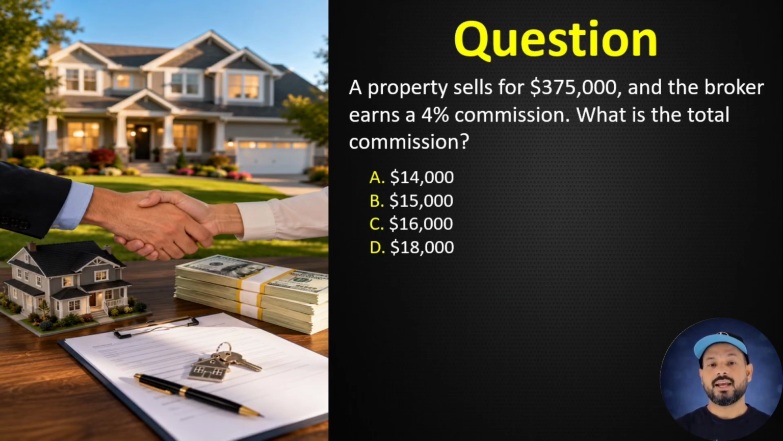Question number 8. A property sells for $375,000 and the broker earns a 4% commission. What is the total commission? A. $14,000, B. $15,000, C. $16,000, D. $18,000. Correct answer, B. $15,000. Multiply $375,000 by 4% to calculate a commission of $15,000.